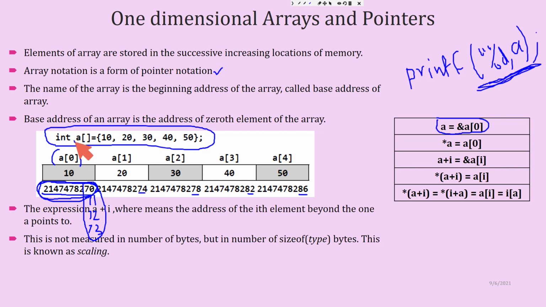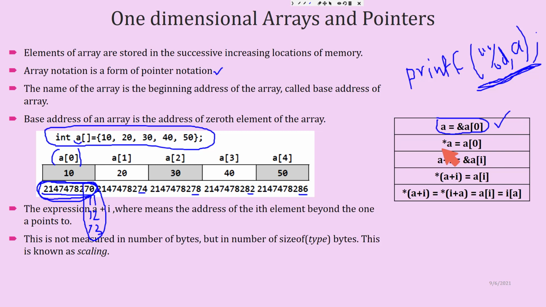Here, a is actually the name of the array. If I try to print the name of the array, I will get an address value. That address will be the same as ampersand a of 0, or the address of the first cell.